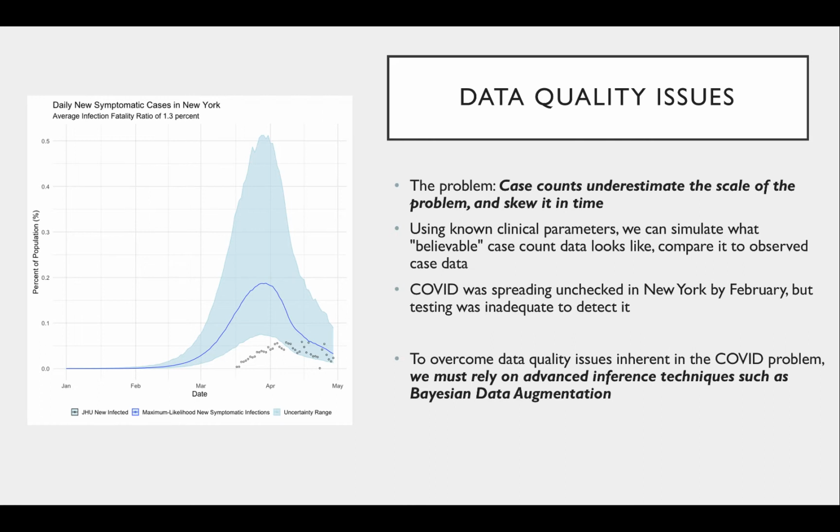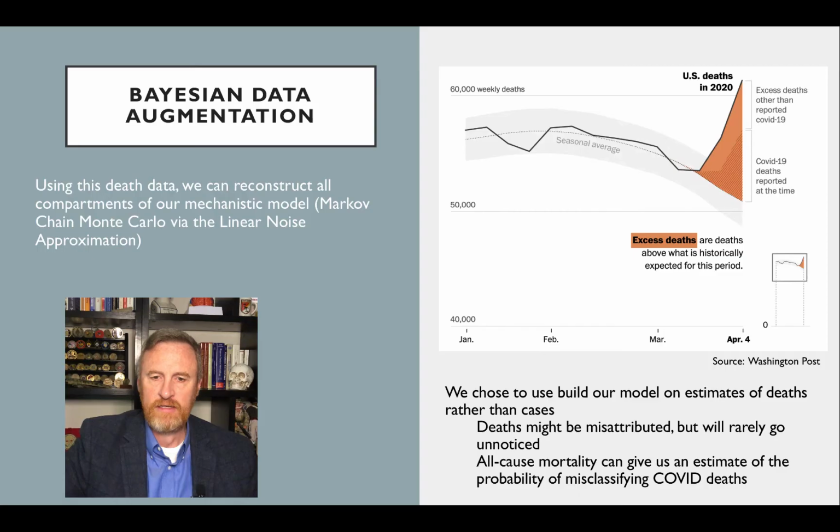So the problem is that because the case counts are so significantly underreported, the initial conditions for the model are off, and then that totally affects the model dynamics. So we need to rely on a method that allows us to infer the missing data that we need to drive the model. And so we're going to rely on Bayesian data augmentation as a method to do that.